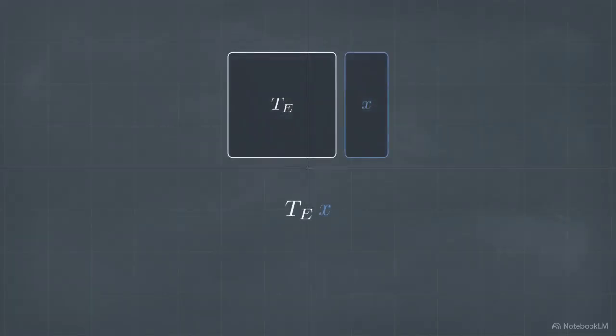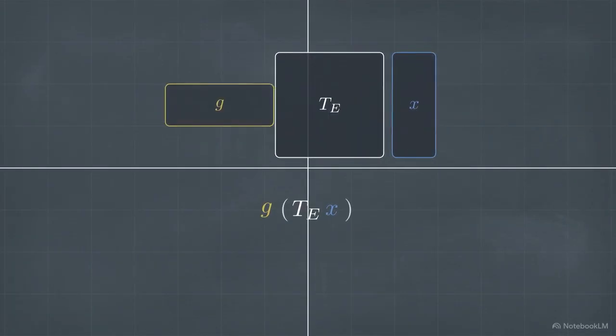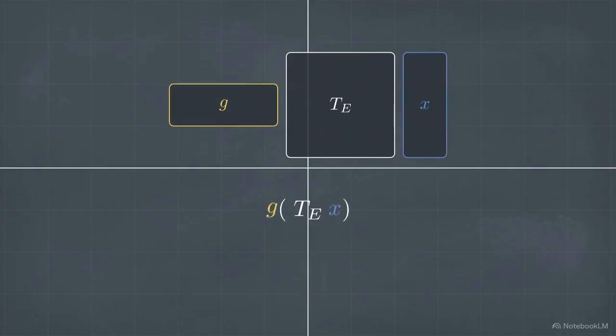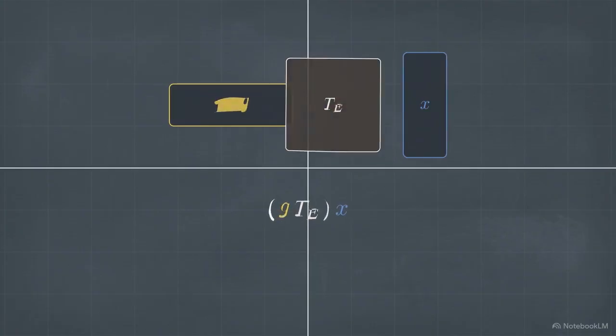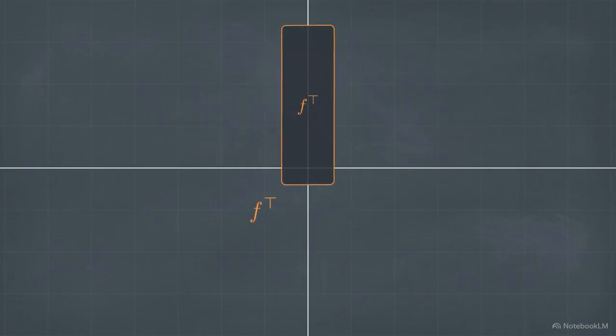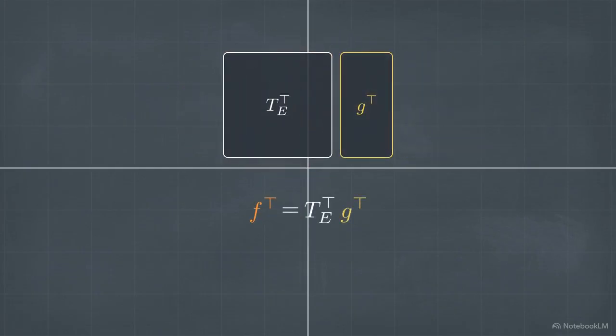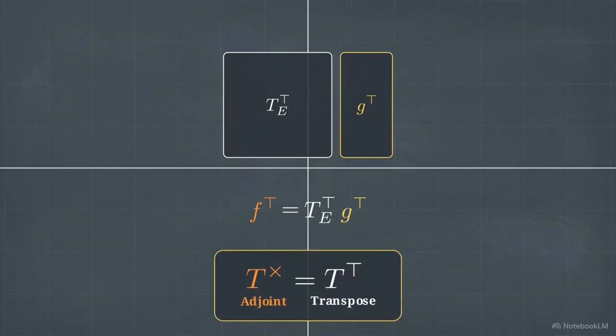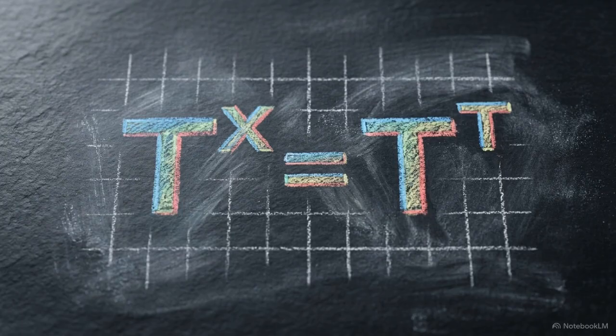In finite dimensions, operator T is represented by matrix T_E, acting on vector x. Functional G is a row vector. Using associativity, we multiply G by T_E first, producing our pulled-back functional F. Applying the transpose writes F as a standard column vector. The matrix transpose is the explicit representation of the adjoint operator within finite-dimensional spaces.